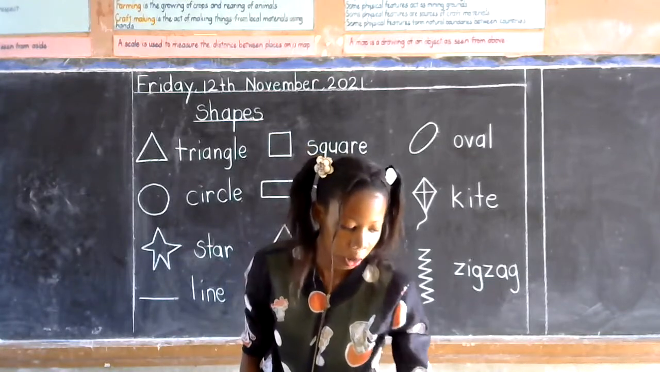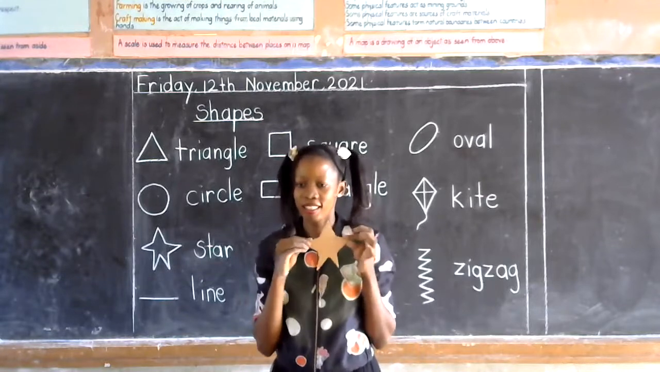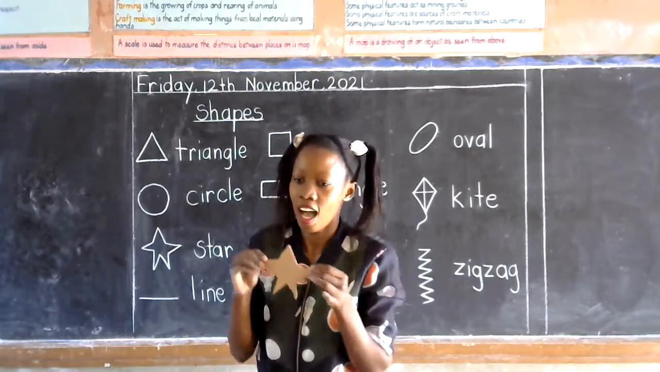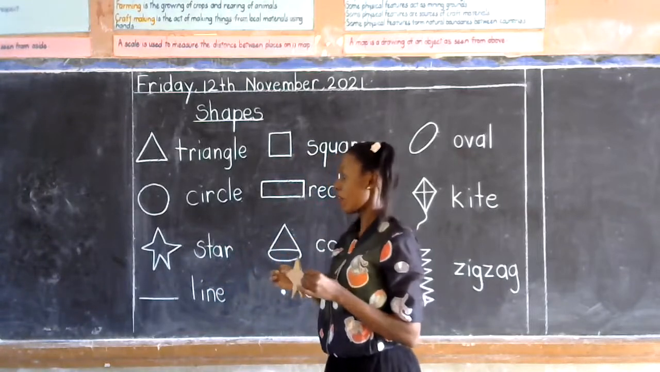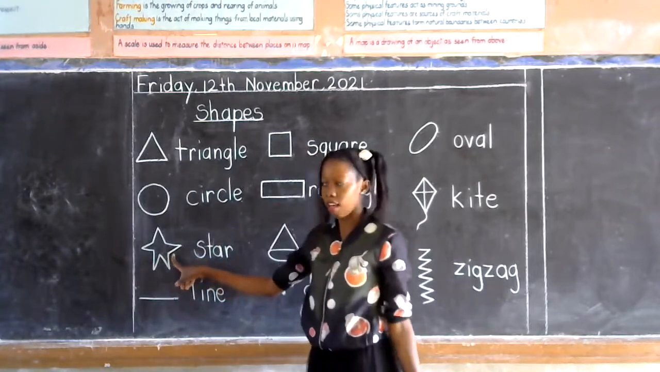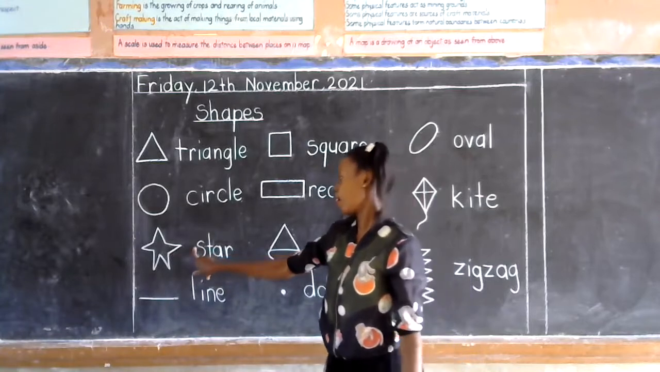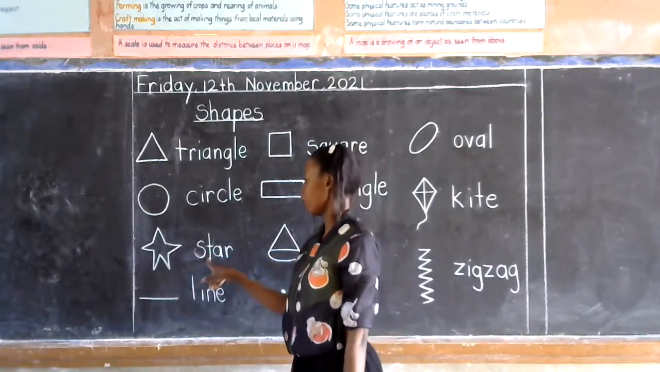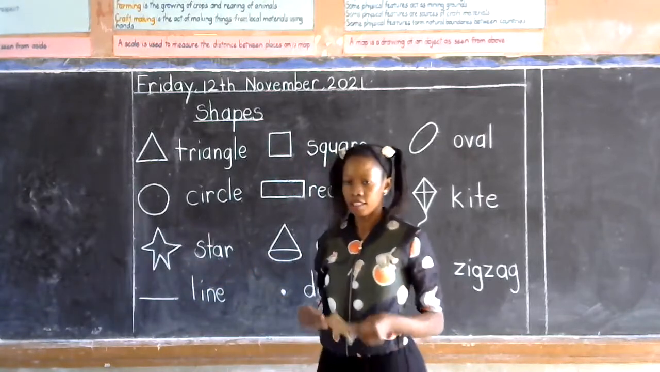I have another shape here. Which shape is this? Friends, which shape is this? This is a star. Can you spell the word star, friends? Let's spell the word star. S-T-A-R. The word is star.